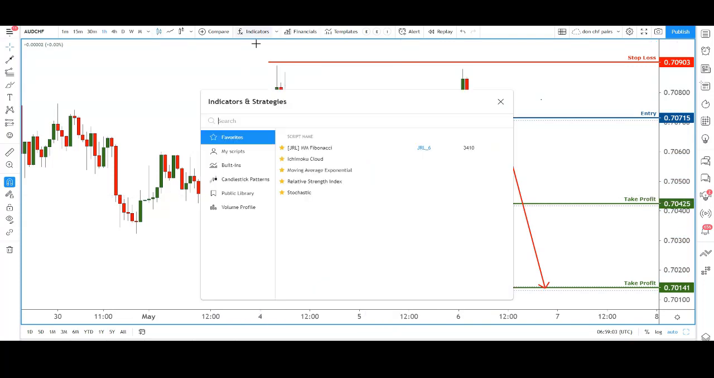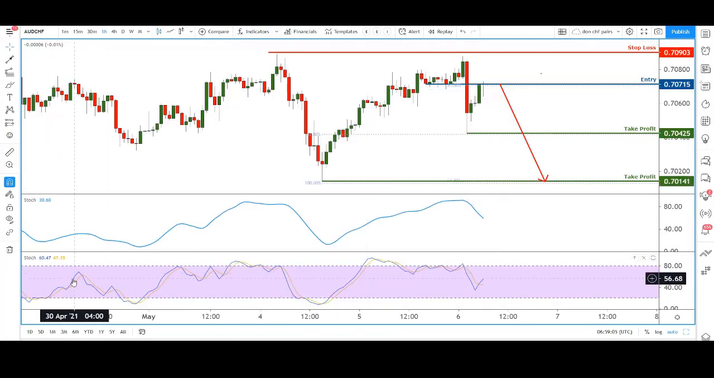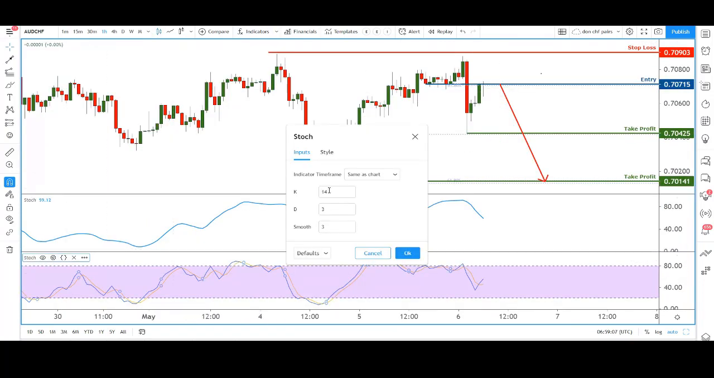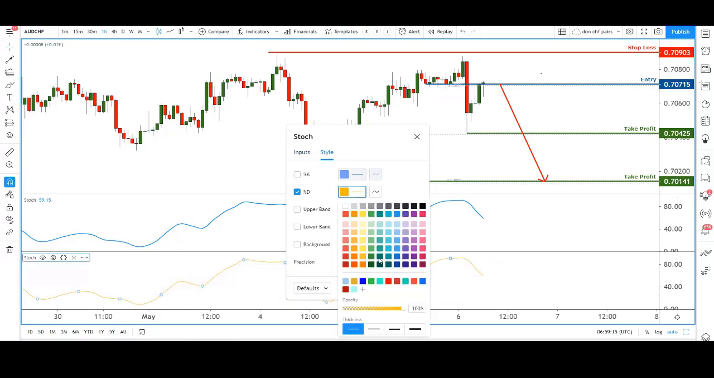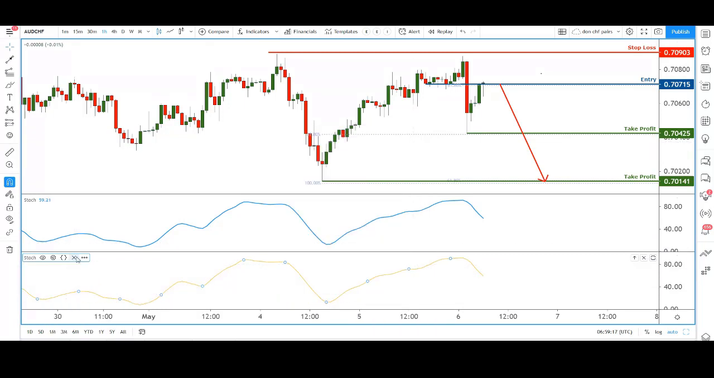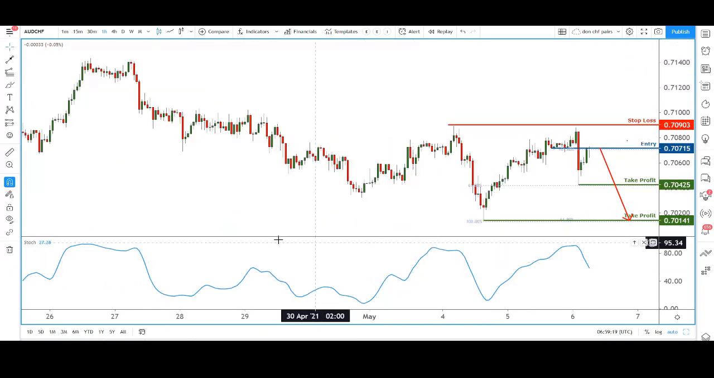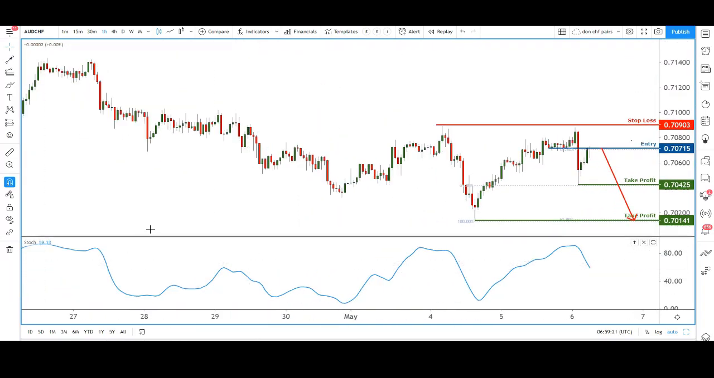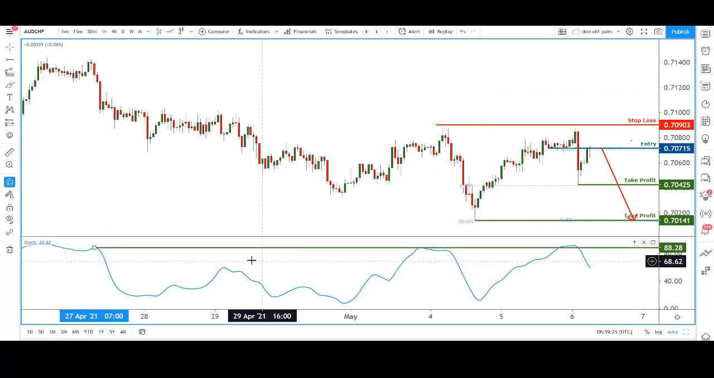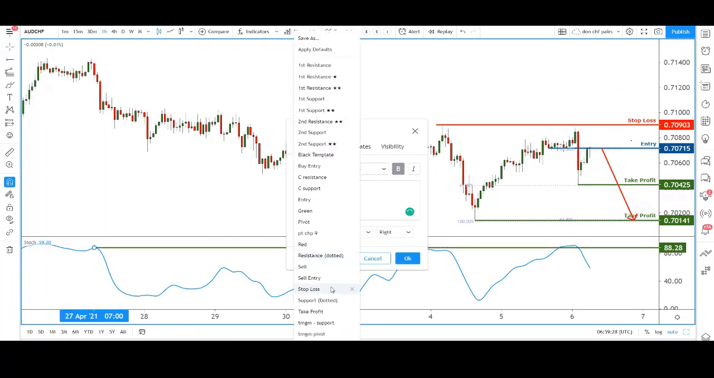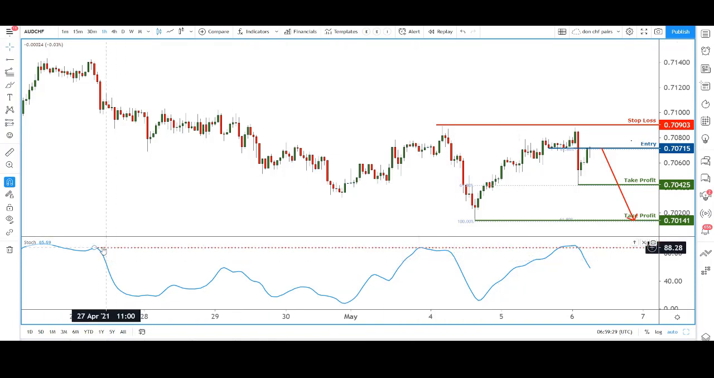Let's take a look at indicators. If I open stochastics and change the levels to 34, I'll be looking at the percentage D. If I put up a resistance, you can see that price has already reacted at our resistance level. Let me change that to resistance dotted so it's easier for you guys to see.